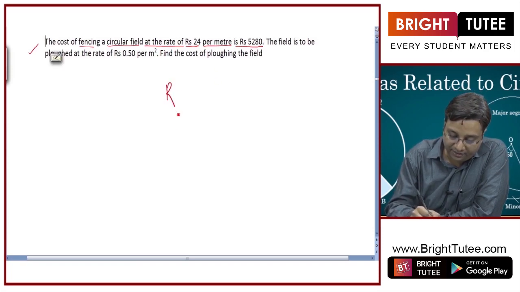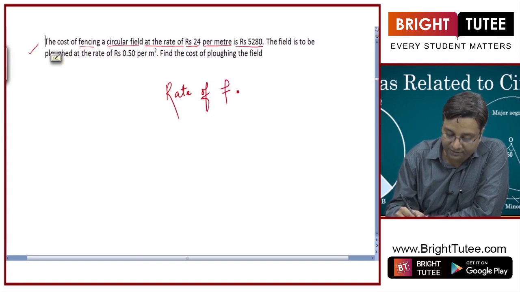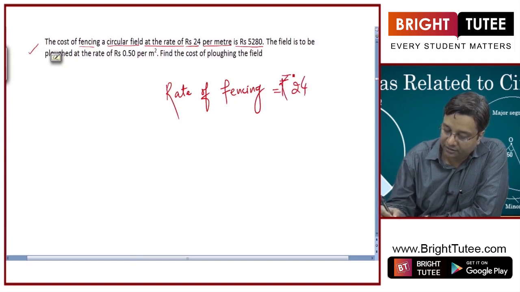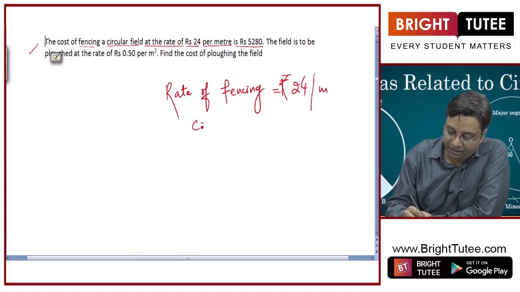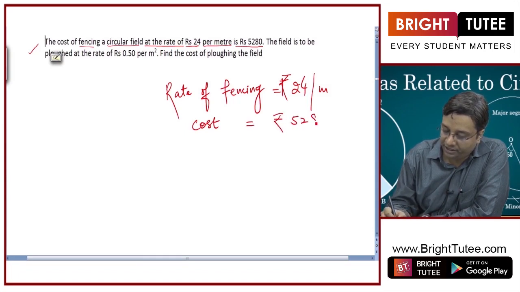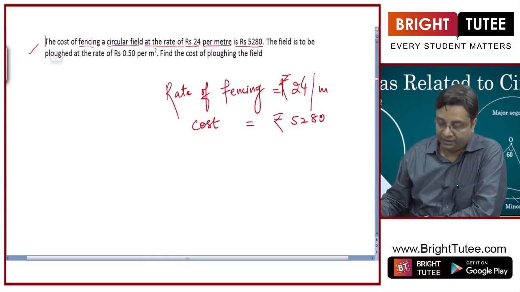What is the rate of fencing? 24 rupees per meter, right, and what is the total cost? It is rupees 5280.